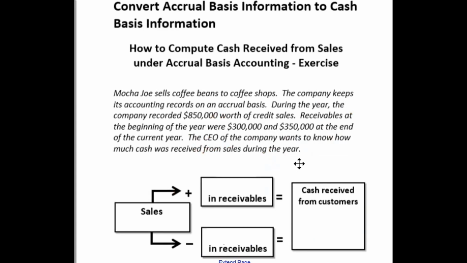Now we have a story problem, and we're going to solve it utilizing the same formula. Mocha Joe sells coffee beans to coffee shops, and the company keeps its accounting records on an accrual basis. So we're told that we're doing accruals for our sales. During the year, the company recorded $850,000 worth of credit sales.